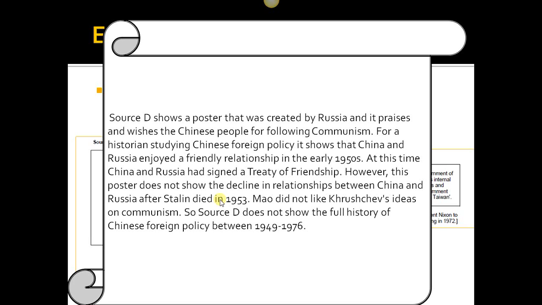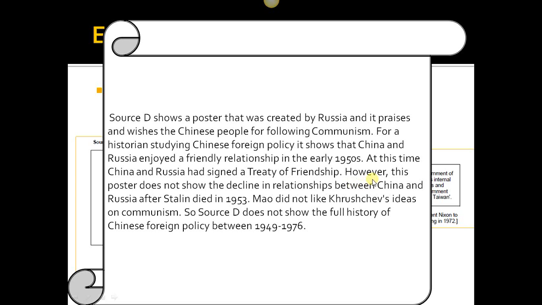However, this poster, and you can see what I'm doing now, I've given the pluses. So if you were a historian, you wanted to know what happened in Chinese foreign policy between 1949 and 1976, well, it's not going to give you the true picture here, right? So I've spoken about what it is showing in the early 1950s, and at this time China and Russia had signed a treaty of friendship. I know this, okay? They got on.